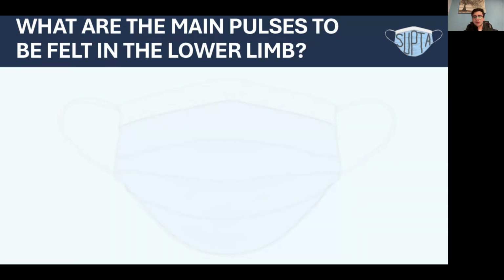So can we write in the chat what are the main pulses to be felt in the lower limb? Okay, so there are 4 pulses in the lower limb that could be felt.